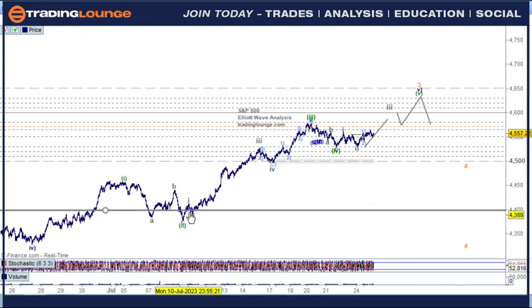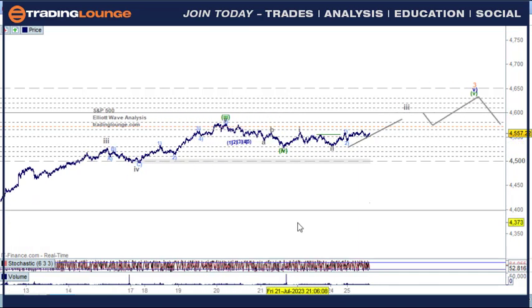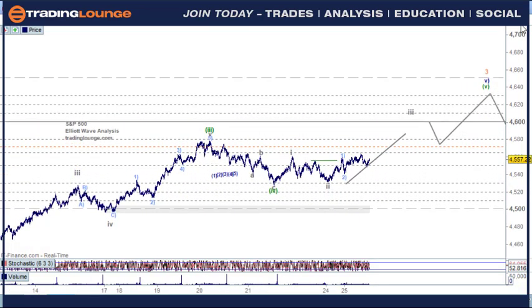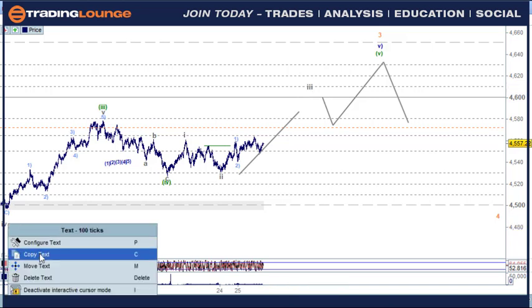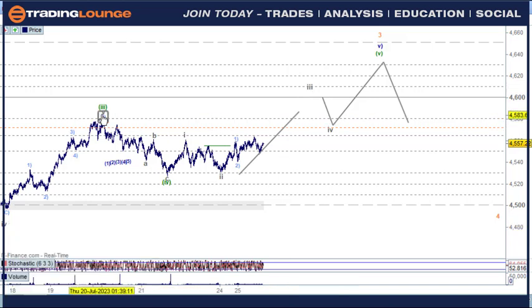So 1, 2, 3, 4 here. And then from that wave 4, we're also looking for another little 5 waves to the upside. So we're looking for 1 and 2 here and 3 here. And we'll just copy that. That will be wave 4 here, and copy that. Yep. And wave 5 here. So we're looking at 1, 2, 3, 4, 5.